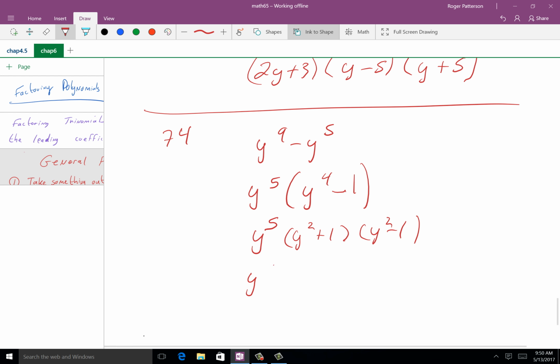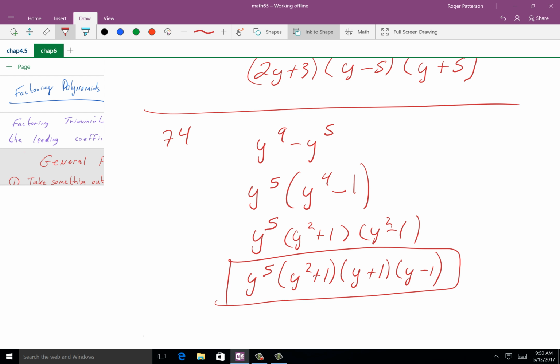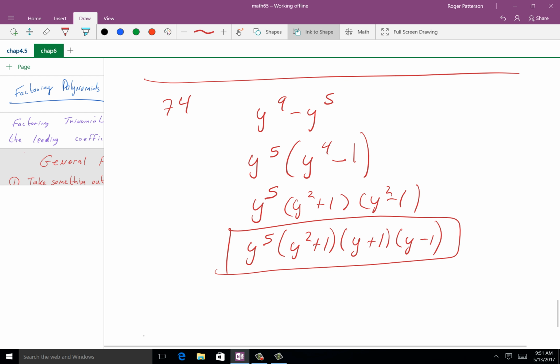Do whatever you want. What does that one say? That one is 3r cubed minus 27r squared minus 210r. Okay? What do you want to do on that one? Can we take anything out? 3r? Okay, what are we left with?